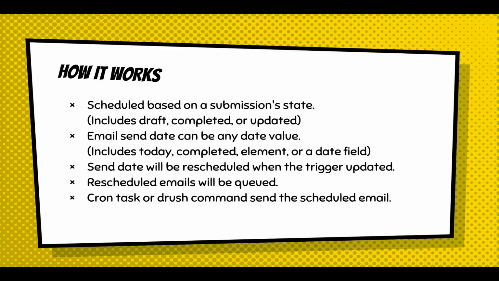Now, how it works is emails are scheduled based on a submission state. This could include the draft, completed, or updated. The date can be any value, so you can get the date of the submission being when it's posted. You can look at elements on the form, or you can even look at a date field related to the node. For example, in an event registration system, you'd have an event node.